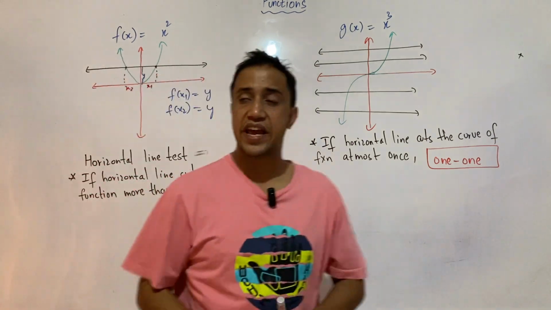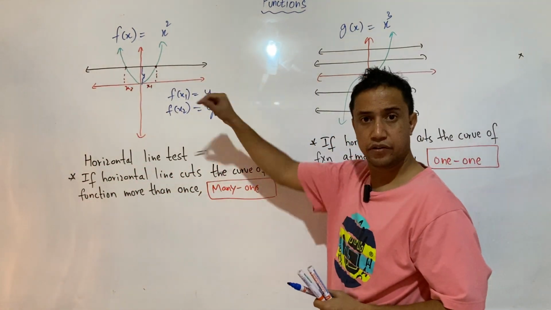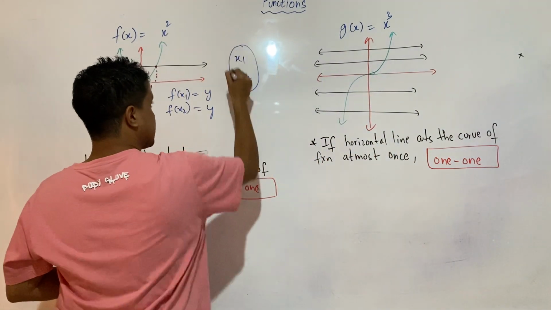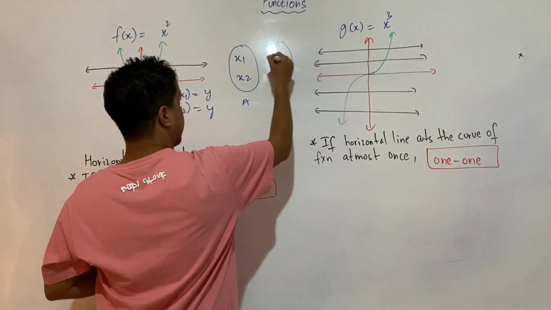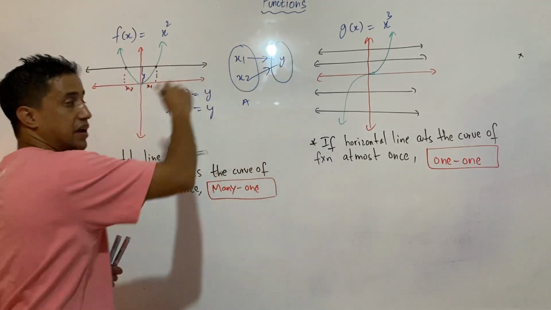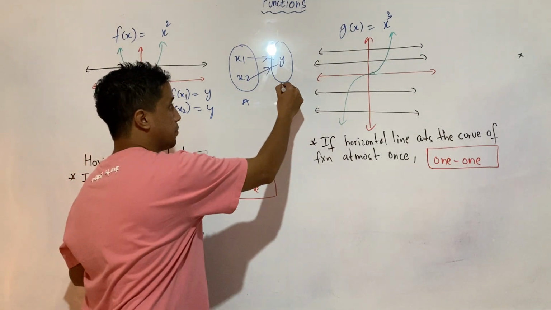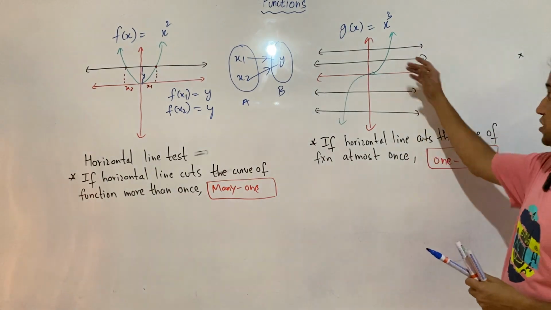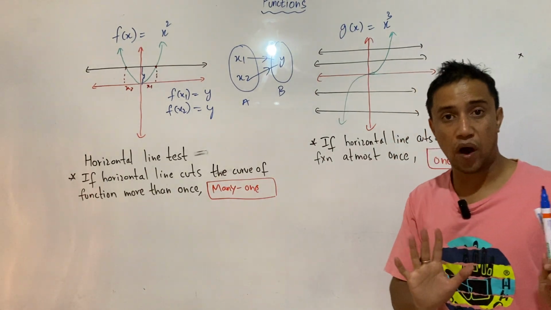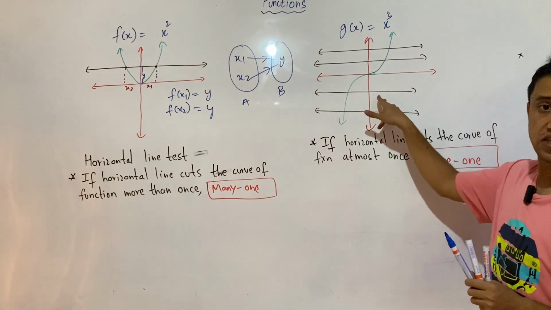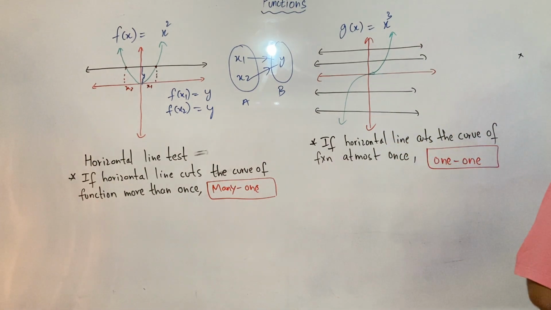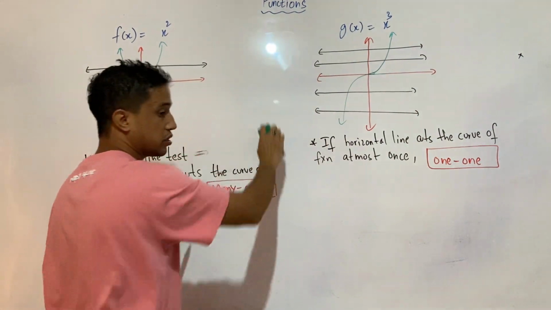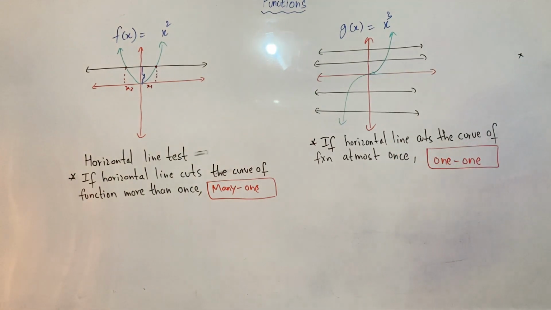It means that we have the same output for two inputs. So x1, x2, let's say this is your set A, and here y. So this is going to be a many one function, right? But here, for different outputs, we have just one input. So that's why this is a one one function. I hope this is clear to you. So you can apply this horizontal line test when you are given the curve.